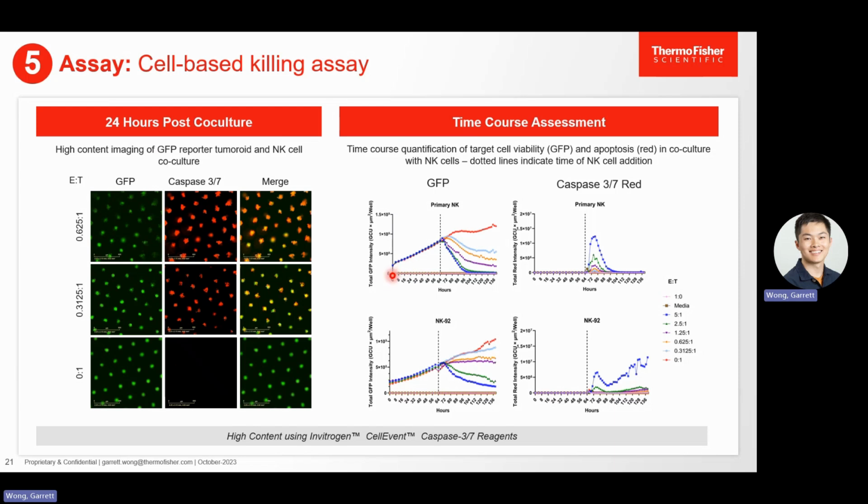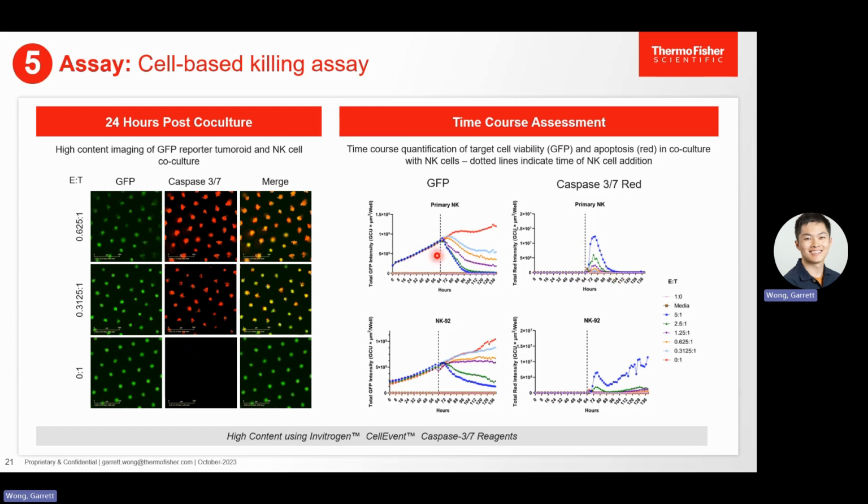This has both the primary NK and the NK92 cells quantified. On this figure, you can also see the intensity increase over time, because we actually had time-lapse imaging going on before the NK cells were added. So this dotted line represents the time point at which the NK effector cells were added to the tumoroids. And then you can quickly see that the GFP intensity drops off in the primary NK cells after the addition of the immune cells. And you can also see a peak in the caspase 3/7 red intensity.